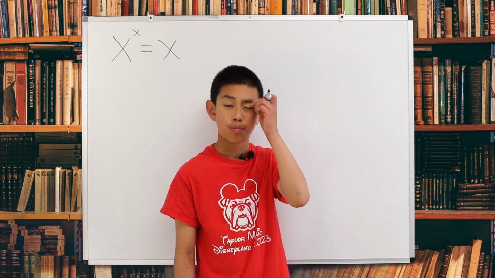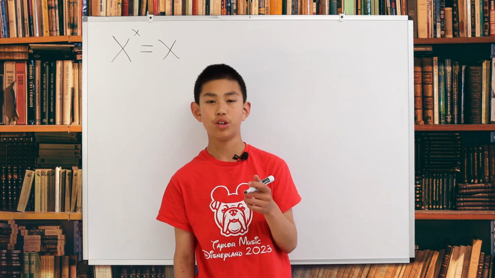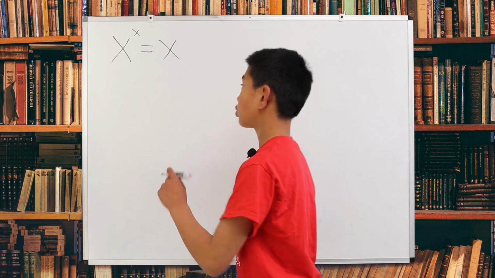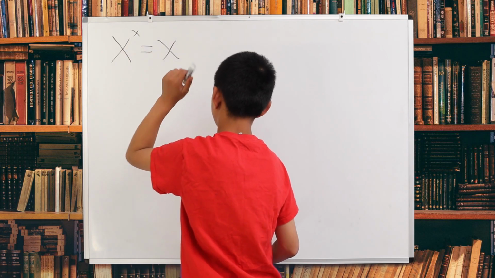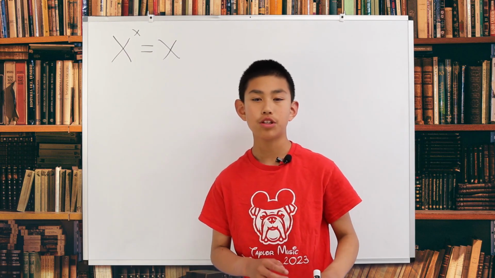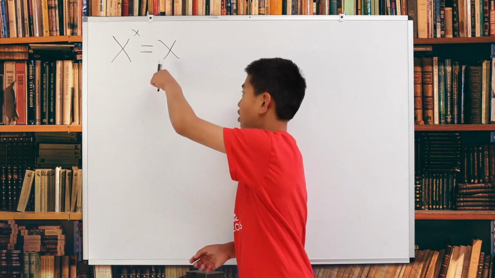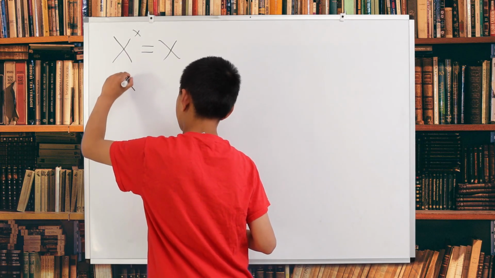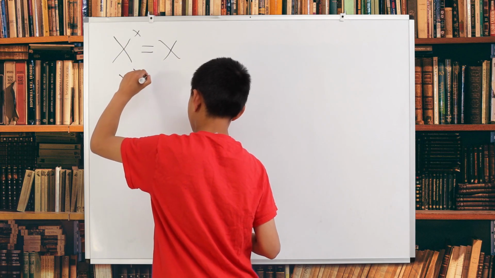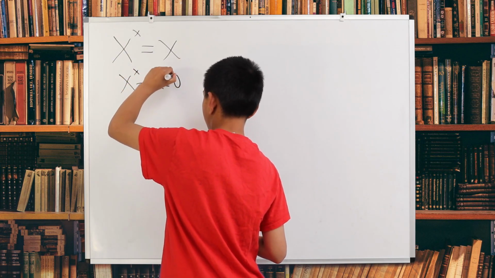Today we're going to solve a problem similar to the one that we solved yesterday, except this one has no square roots. It's just x to the power of x is equal to x. The first thing we do is subtract one side from the other and make the other 0, like so. So x to the power of x minus x is 0.